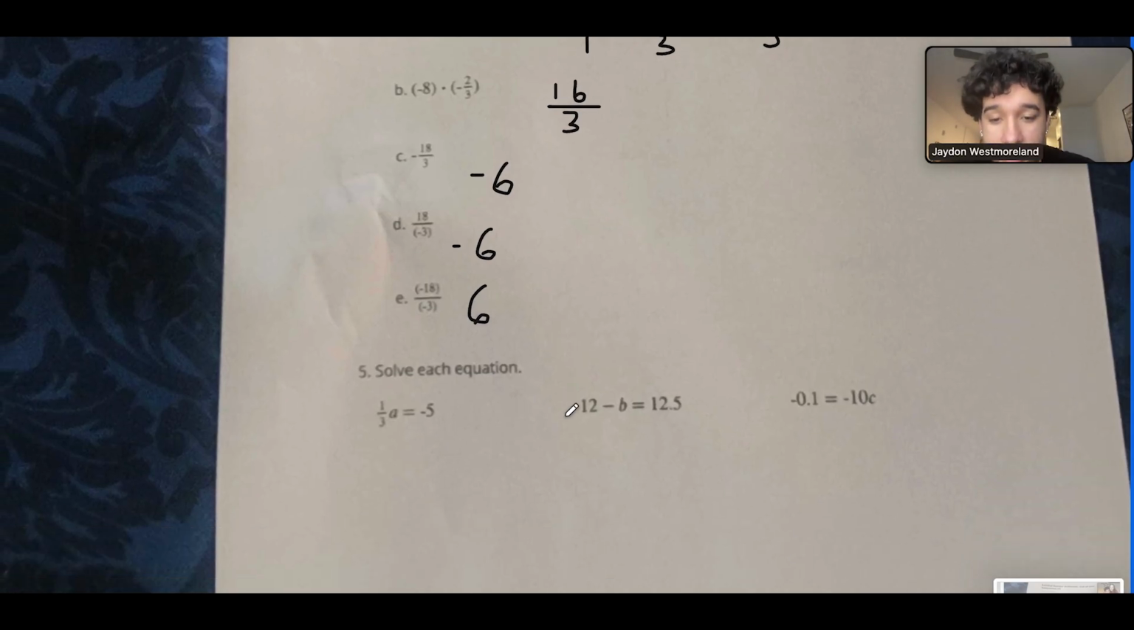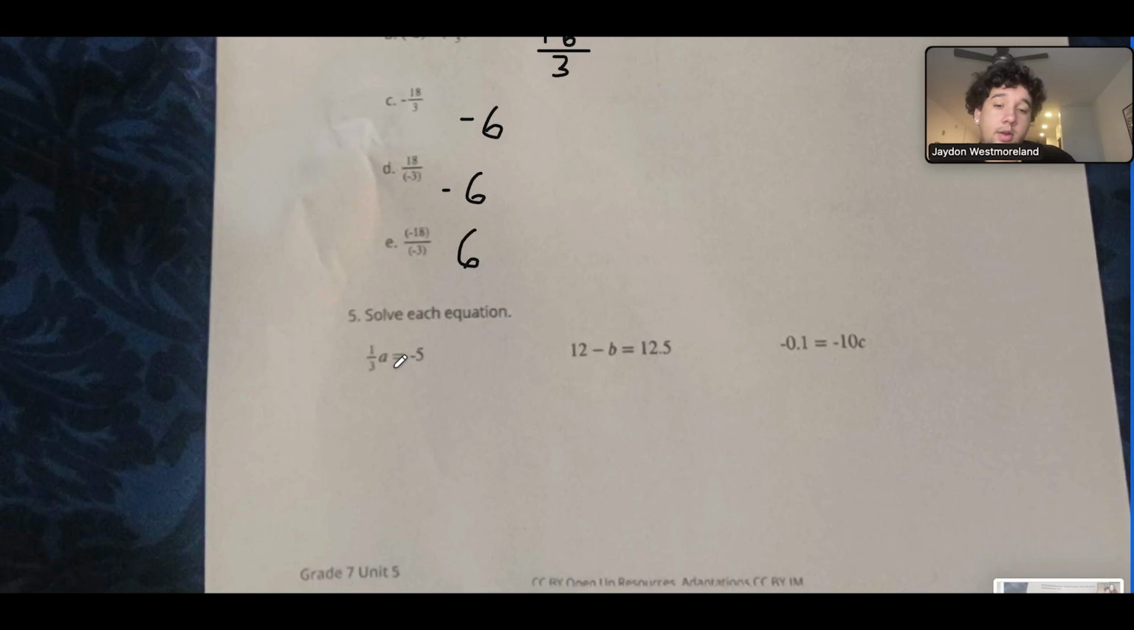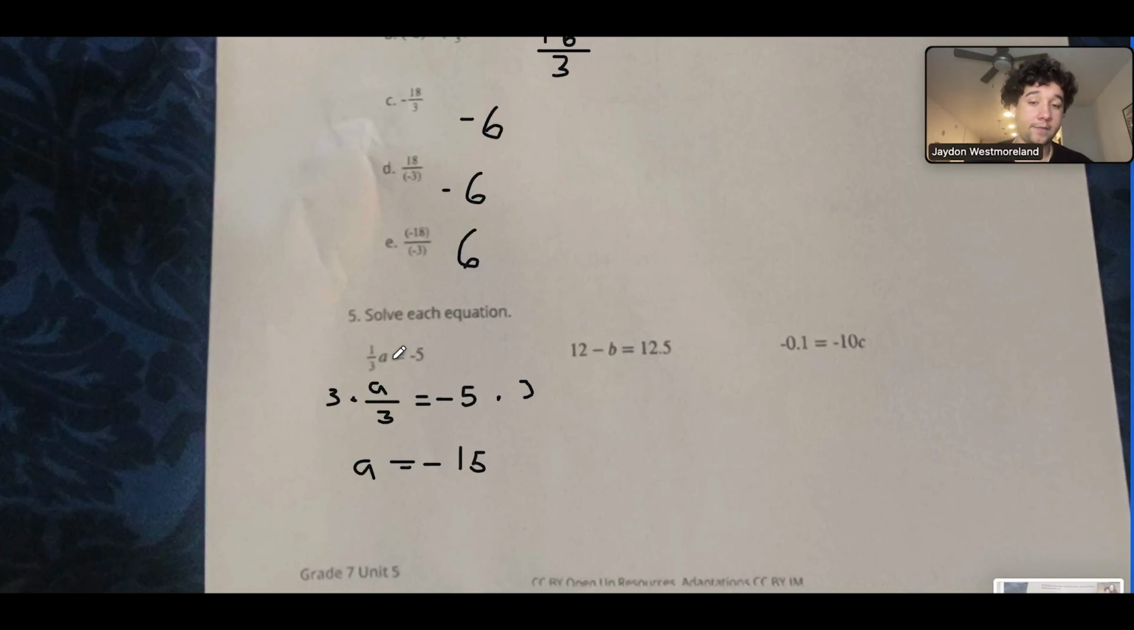Okay. Solve each of these. So for this first one here, 1/3 A is equal to negative 5. Well, anytime you're multiplying by a fraction, it's the same thing as dividing. So multiplying by 1/3 is the same thing as dividing by 3. This is A over 3 equals negative 5. Now, inverse operations, right? It's the process of undoing things. So how do I undo dividing by 3? I'm going to multiply both sides times 3. So that's going to give me A equals negative 15. You can always check your work by plugging this back into the equation. Negative 15 divided by 3 is negative 5, so that works.